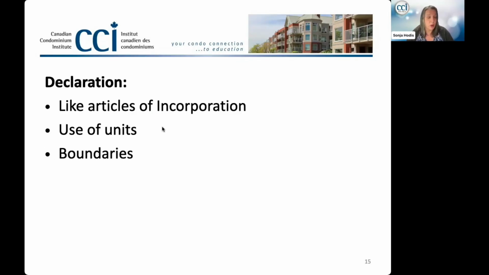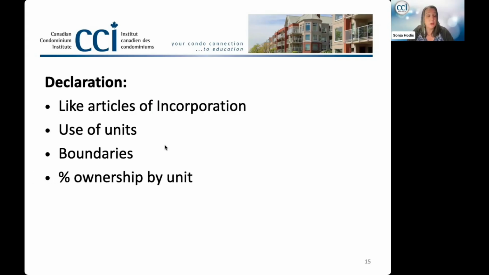This is really important because when we get into disputes in condos, a lot of times the first question you have to ask is: is this a common element or is this a unit? And Ashley was talking a little bit about the difference between the two. But in order to know where the boundaries of the unit are, you have to look to your declaration. And under the Act, by default, anything that's not a unit is a common element.